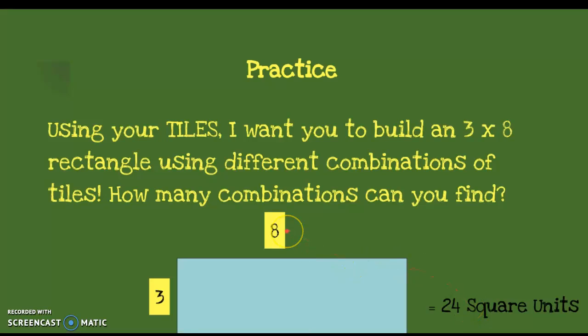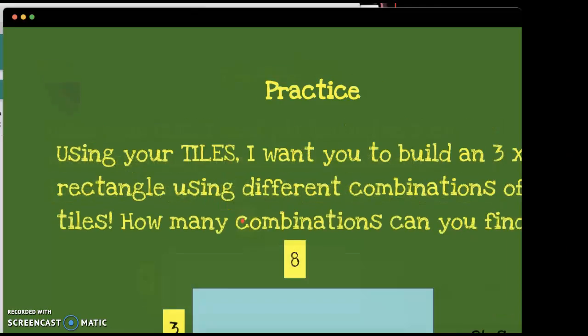So I'm going to pause the video, I'm going to give you 5 minutes, and I want you to work with this and see what you can find. See what different combinations you're able to come up with.